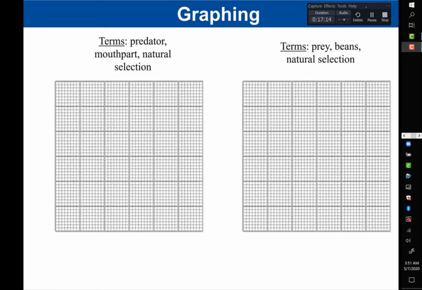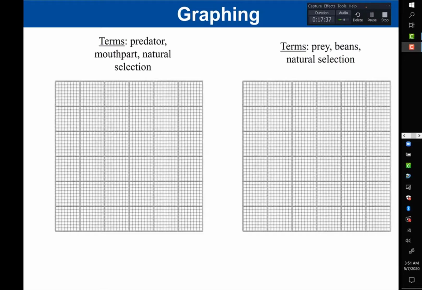In your second graph, the terms that you want to include are prey, because you were looking at the prey population. You want to include the term beans because we were looking at the different colored beans. And then again, you want to include the term natural selection. So make sure to incorporate those terms into your title in some way.